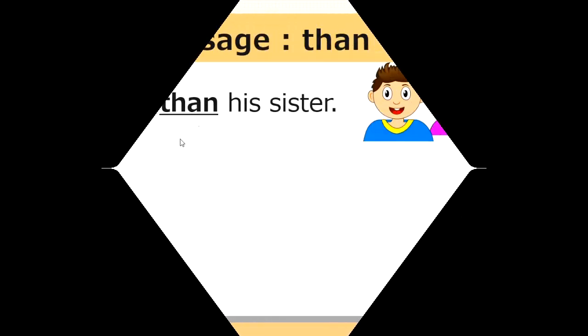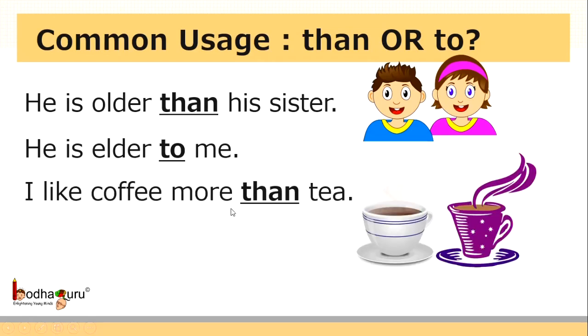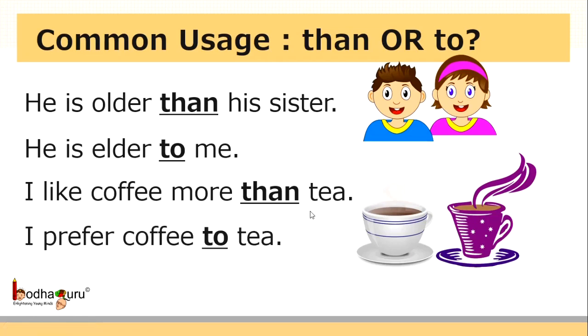He is older than his sister. So when using comparative forms, use than. He is elder to me. When we use elder, the preposition to be used is to. I like coffee more than tea. And when we use prefer, we have to say I prefer coffee to tea. So remember to when we are using prefer.